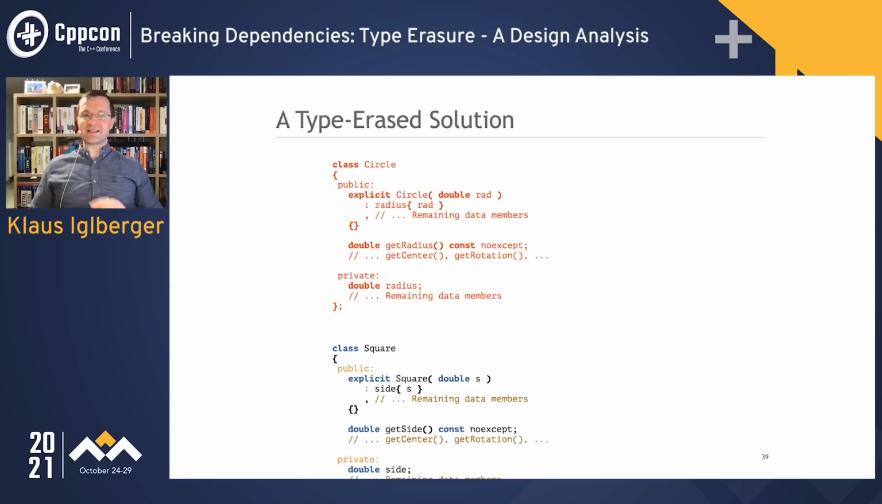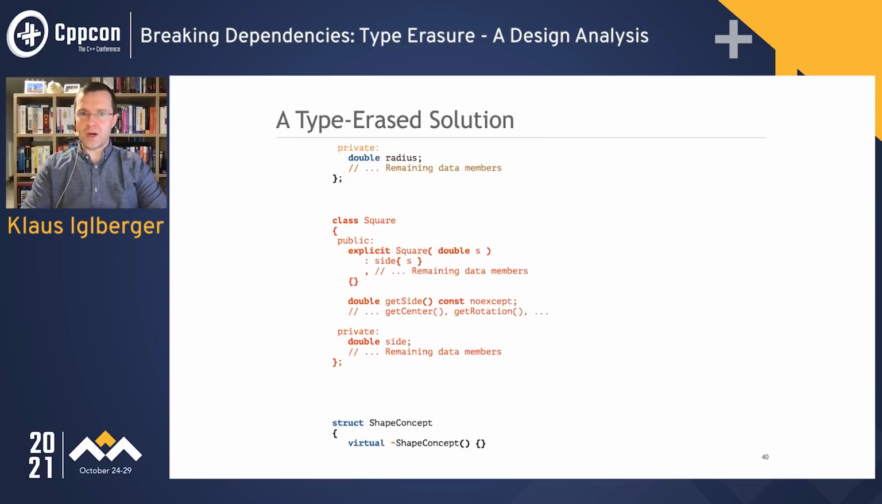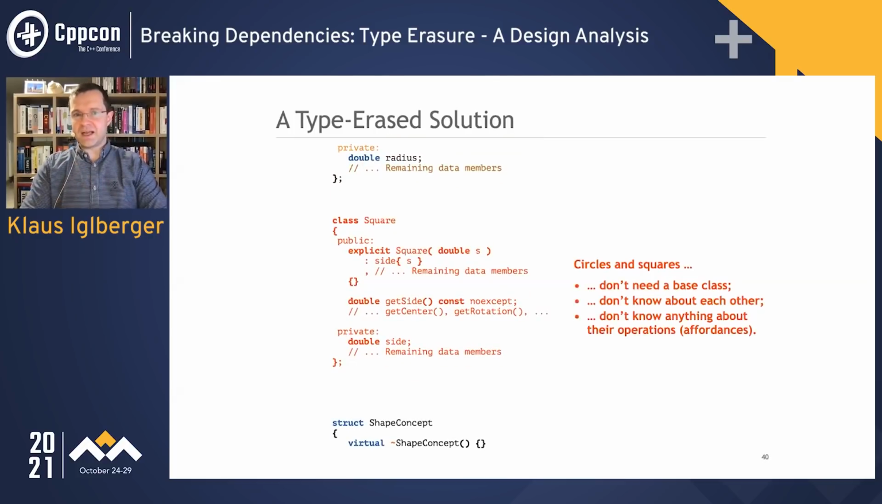That circle does not know anything anymore about drawing, about serialization, about any other operation that you might come up with. And of course, the same is true for square. They don't need to know anything special. There is no base class. More, perhaps importantly, they don't know about each other. Separate classes, circle and square, are different geometric primitives. And most importantly, perhaps, they don't know about their operations. What will be done on them later?